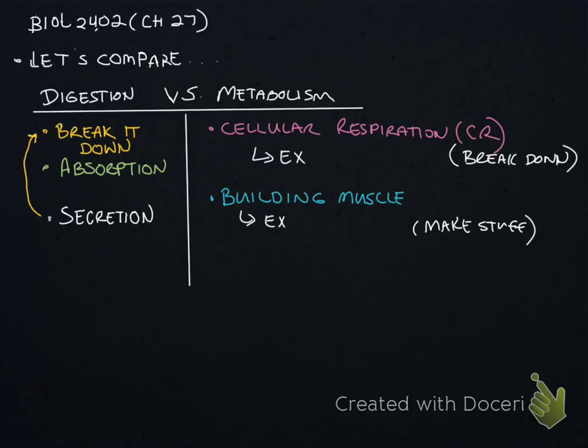Well, digestion is going to fuel your resource needs so that you can carry out metabolic processes. And the two main metabolic processes are catabolism, which is the act of breaking things down, and a good example in the body is cellular respiration. And then the other one is anabolism, which is making stuff or building stuff. An example of this would be building muscle.